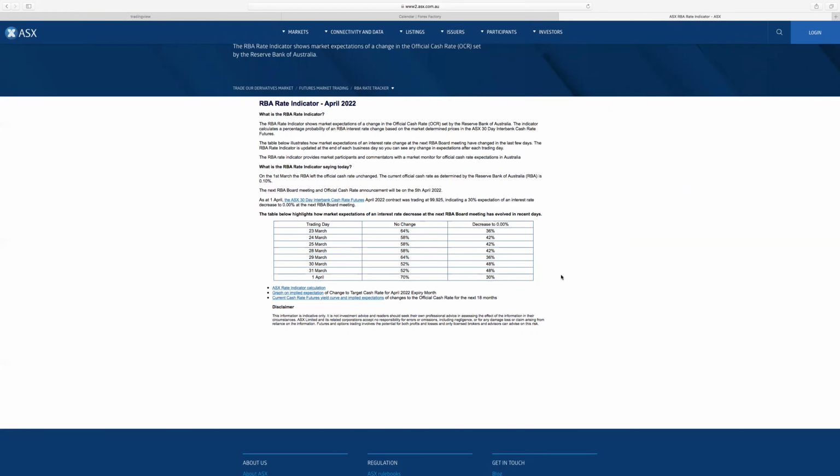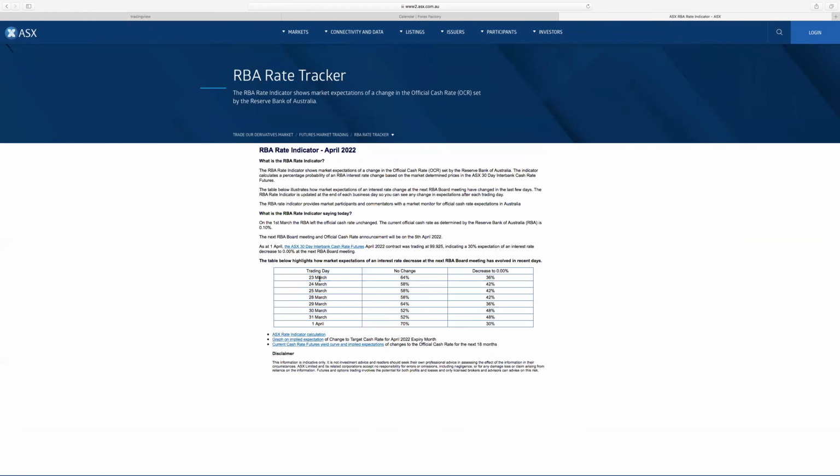It's basically market pricing of how the RBA is priced, right? So if I go back to the 23rd of March, market had a 64% of no change, then 58%, 50, 64, 74. On the 1st of April, it went up to 70%. The market is expecting no change from the RBA. That's the most immediate one.